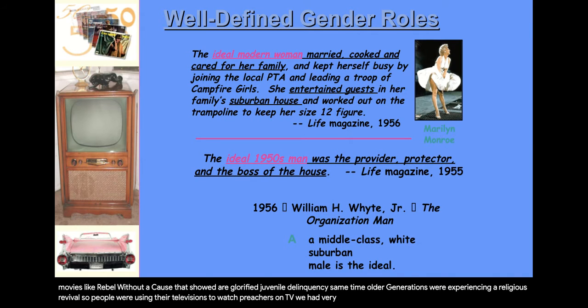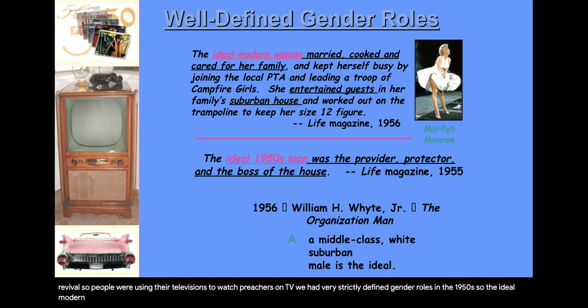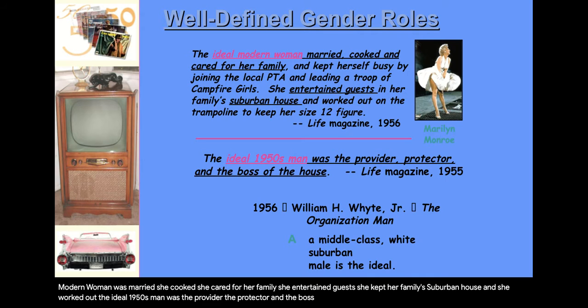And we had very strictly defined gender roles in the 1950s. So the ideal modern woman was married, she cooked, she cared for her family, she entertained guests, she kept her family's suburban house, and she worked out. The ideal 1950s man was the provider, the protector, and the boss of the house. So, very strict gender roles in the 1950s.